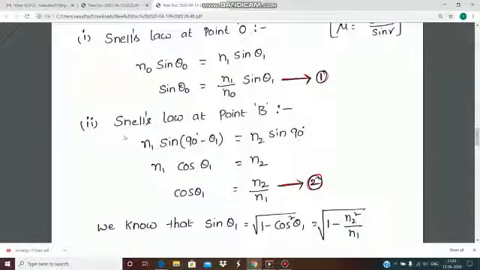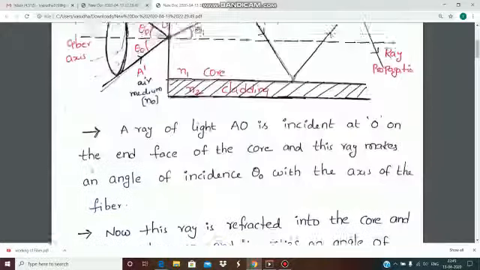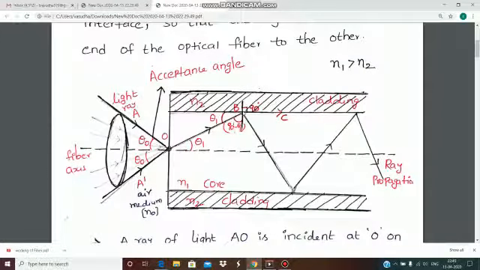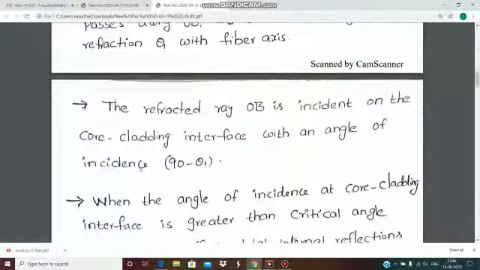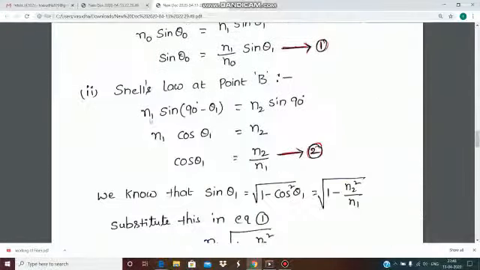Now we apply Snell's law at point B. At point B, light rays are propagating from the core medium to the cladding layer. Here N1 is the refractive index of core and N2 is the refractive index of cladding. Here the angle of incidence is 90 minus theta 1. Now if you apply it, it becomes N1 sin(90 minus theta 1) equals N2 sin 90. Then we know that sin(90 minus theta 1) is cos theta 1 and sin 90 is 1. Then N1 cos theta 1 equals N2, so cos theta 1 equals N2 by N1.